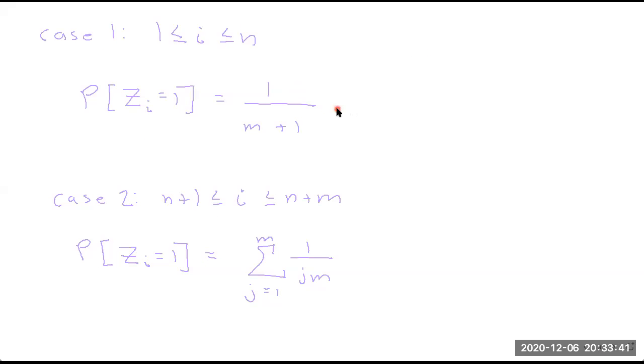Case 1 is where our index i is between 1 and n. So here, the probability is equal to 1 over m plus 1. And case 2 is after the first interval, n plus 1, and then n plus m. Here, the same probability of the variable is 1 over jm from the sum j equals 1 to m.